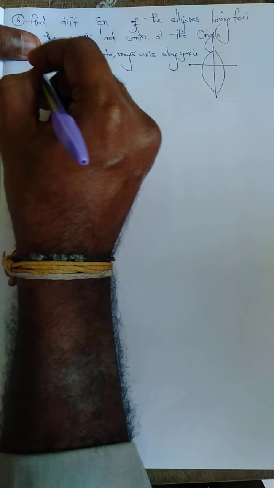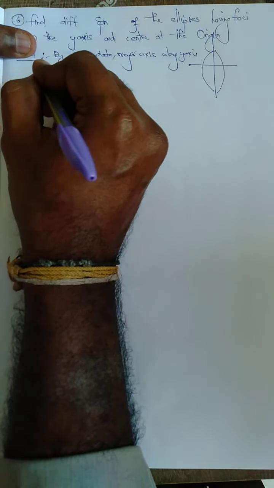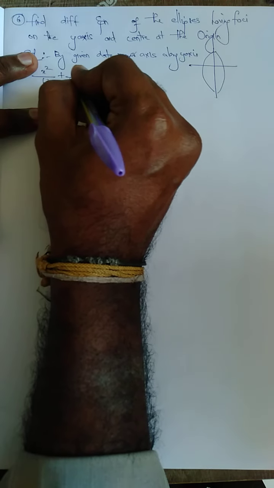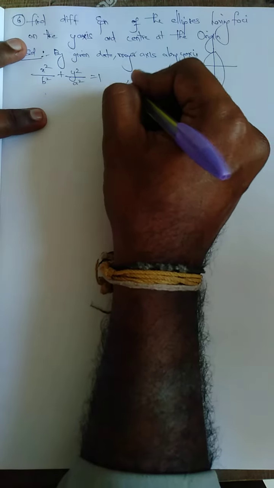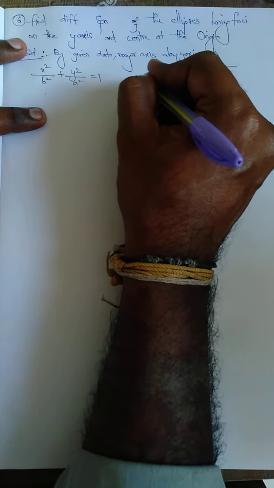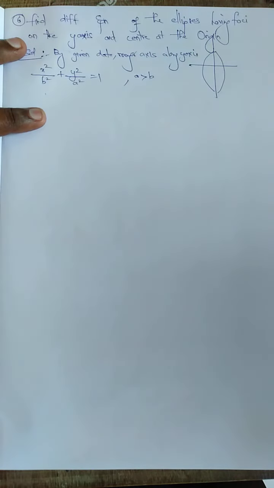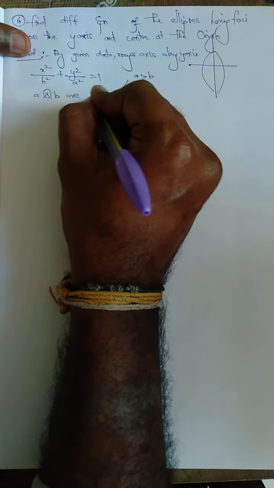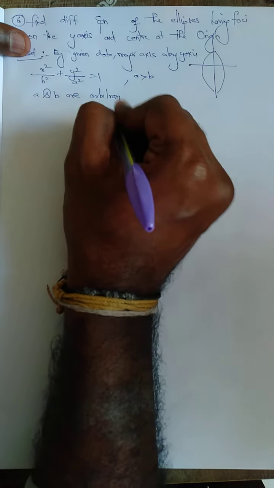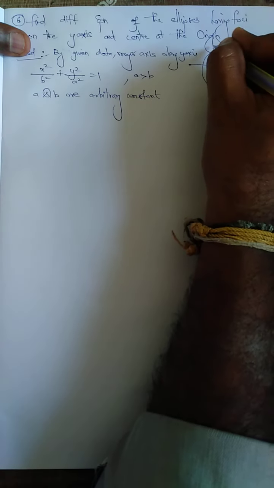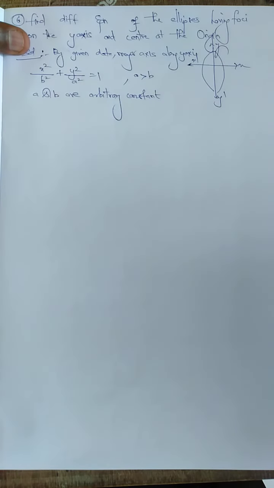Therefore, the equation will be of the form x square by b square plus y square by a square equals 1, where a is greater than b, a being the greatest. Here a and b are arbitrary constants. Keep it as x, y, x dash and y dash.